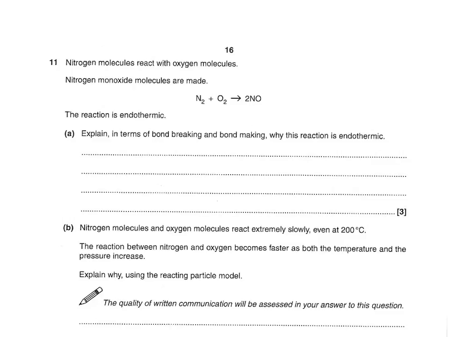Next question says, nitrogen molecules react with oxygen molecules, nitrogen monoxide molecules are made, the reaction is endothermic. Explain in terms of bond breaking and bond making why the reaction is endothermic. It's quite a common question, it's worth quite a lot of marks, so it's worth learning how to answer these. So basically, bond breaking is an endothermic process, because you have to put energy in to break the bonds, and bond making is exothermic. You get energy out when you make bonds.